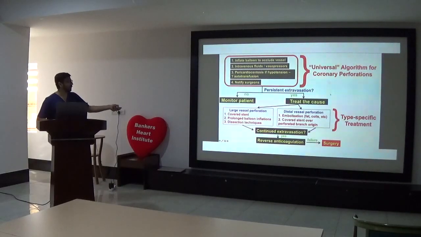Is persistent extravasation there? If no, then only monitor the patient. If yes, then what is the underlying cause? Look for whether a distal vessel or a proximal, I mean large, vessel is involved. If a large vessel is involved, then definitely you have to put a covered stent. Prolonged balloon inflation and dissection technique are the other ways to seal large vessel perforation. If it is a distal vessel perforation, then the options are fat embolization or distal embolization technique, or a covered stent over the perforated branch. If extravasation continues, then reversal of anticoagulation has to be done. And ultimately, if nothing helps, then definitely go for surgery.